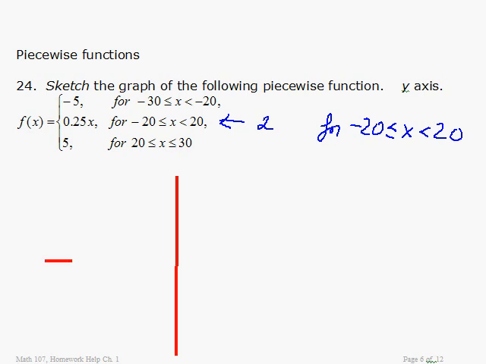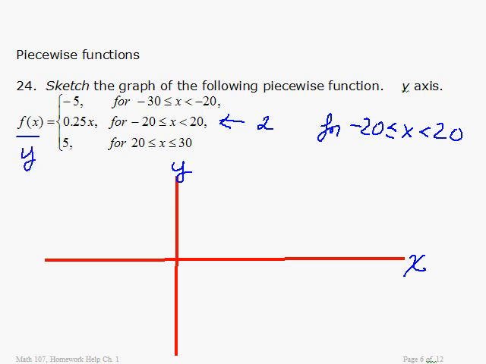Okay. So here's my graph paper. The next thing you should do is label your axes. In this case, this is y, and this is x. Remember that f of x is another name for y.